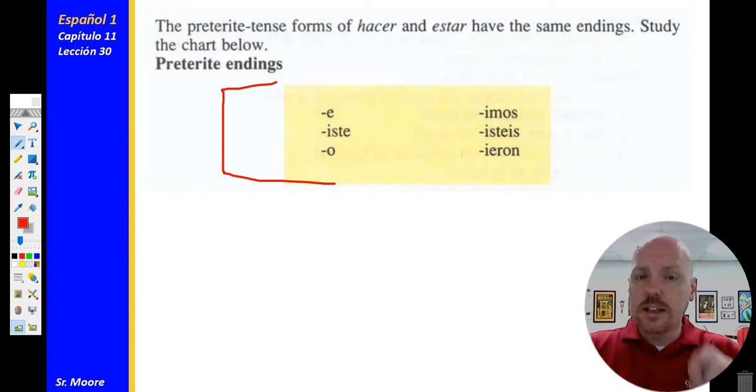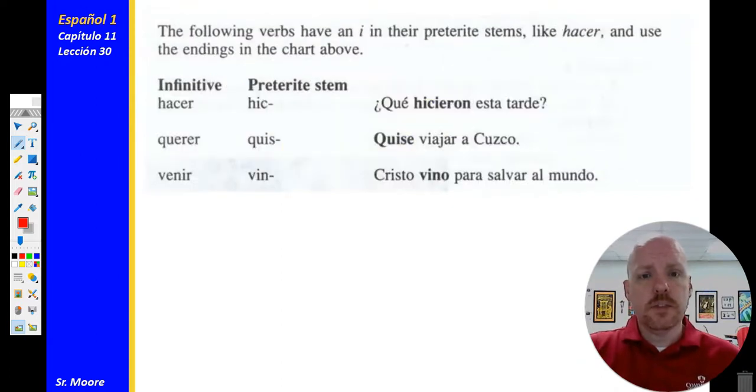As always, remember that our irregular preterite conjugations don't have accent marks. So don't worry about accent marks in those stem changing preterites.